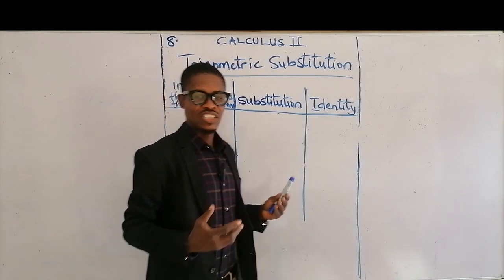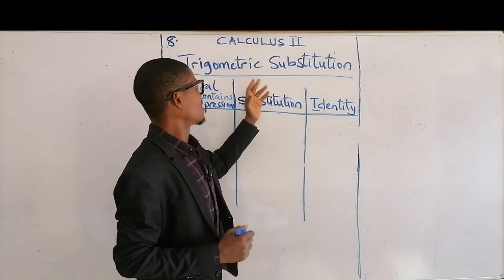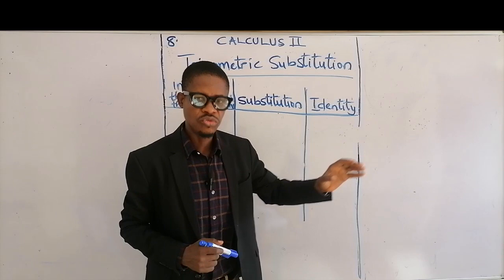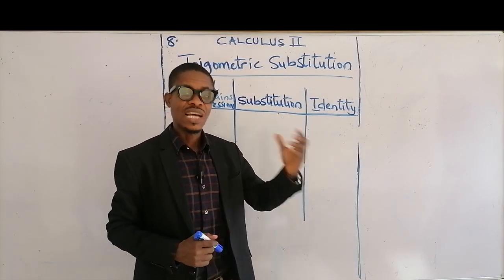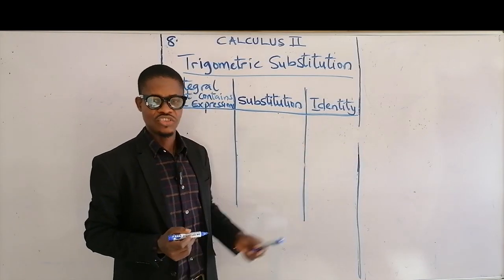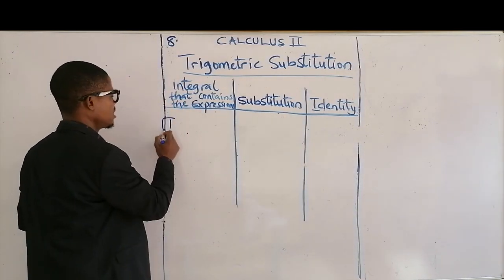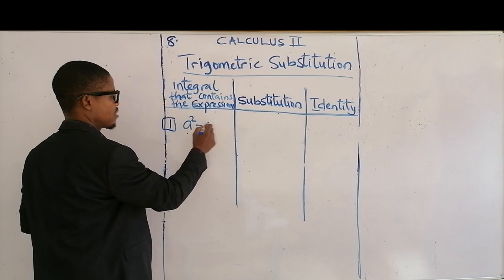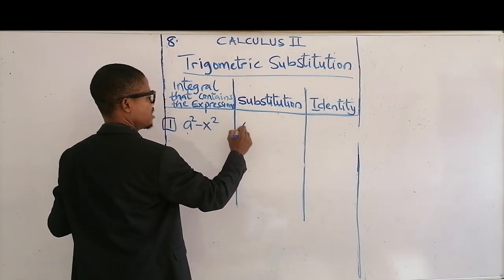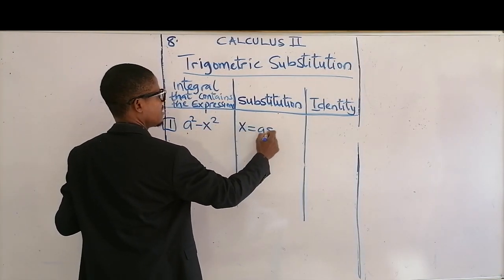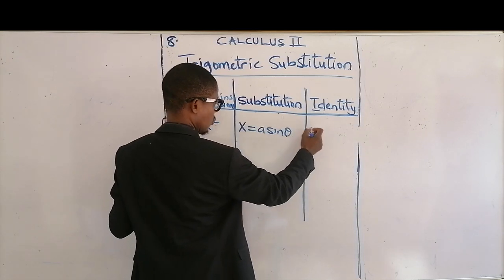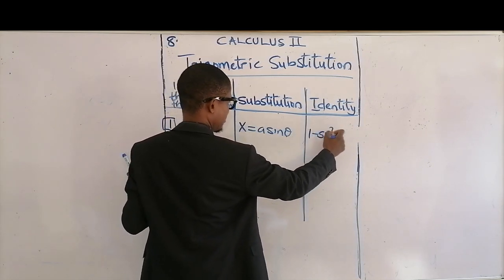Welcome to this channel. We'll be looking at trigonometric substitution, and in this case, looking at the integral of certain expressions. Those expressions are as follows. The first one is a squared minus x squared. The substitution will be x equal to what? a sine theta. This follows from 1 minus sine squared theta equal to what?